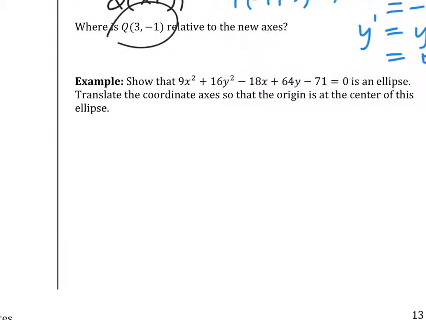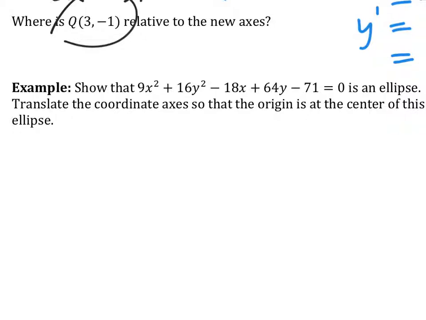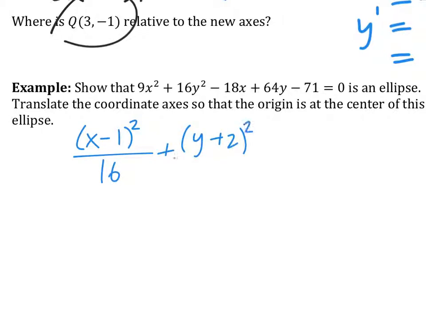Okay, this one we already did many times. We're going to translate the coordinate axes so that the origin is at the center of the ellipse. Since we already completed the square many times on this, let's just write it without completing it again. I'm pretty sure you can complete the square at this time. Same problem: where is the center of this ellipse? 1, -2. This is h, k.